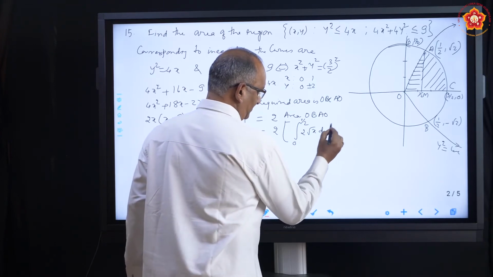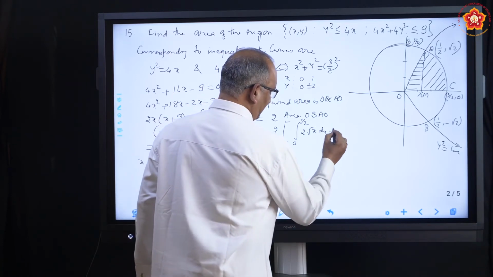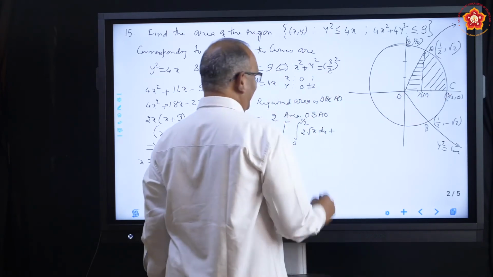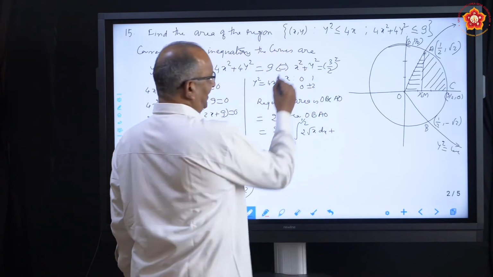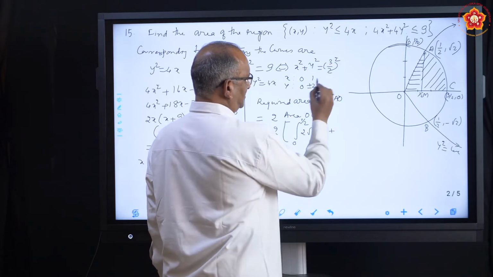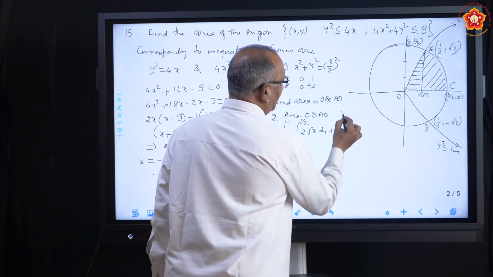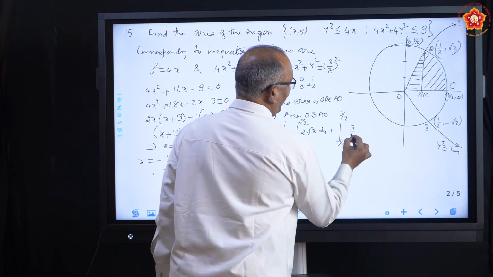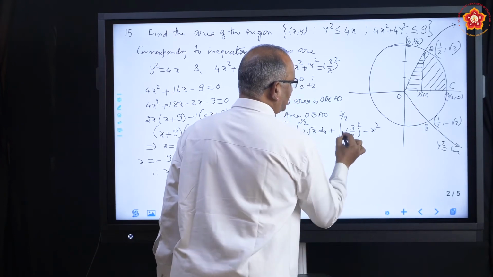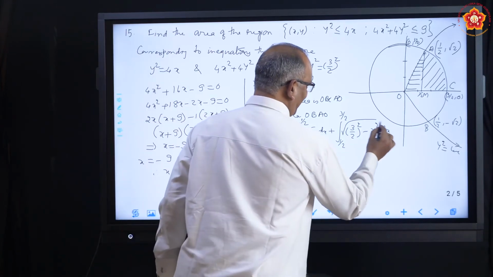Plus this area MCA. How to get MCA? You have to take equation of circle. When you take equation of circle, you will get y square equal to (3 by 2) square minus x square. So what will be y? The limits are from half to 3 by 2, square root of (3 by 2) square minus x square, dx. This is the area which we want to calculate.